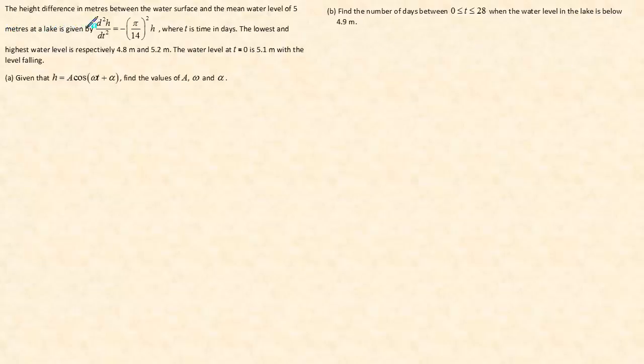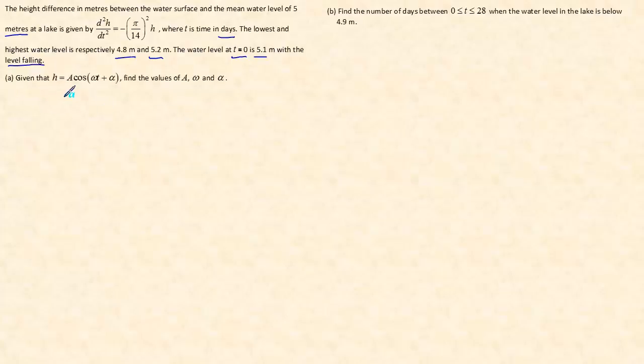The height difference in meters between the water surface and the mean water level of 5 meters at a lake is given by d²h/dt² = -(π/14)² h, where t is the time in days. So we're working in days and meters. The lowest and highest water level is respectively 4.8 meters and 5.2 meters. The water level at t = 0 is 5.1, with the level falling.